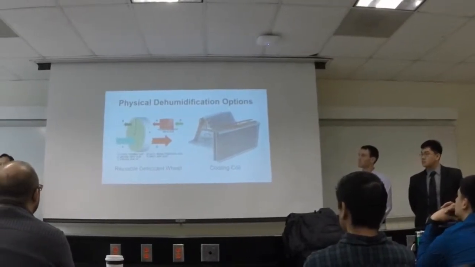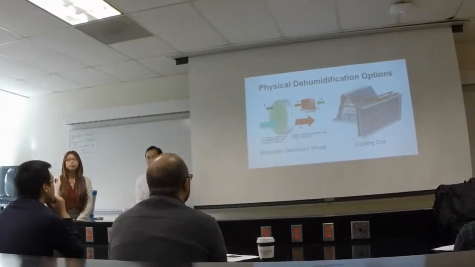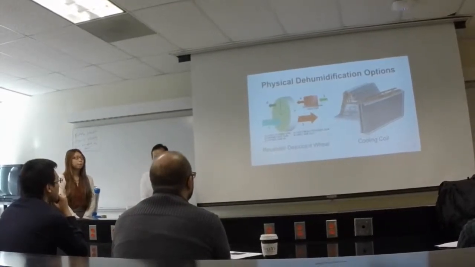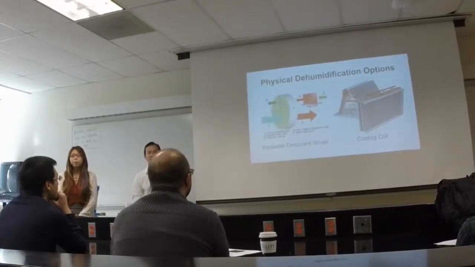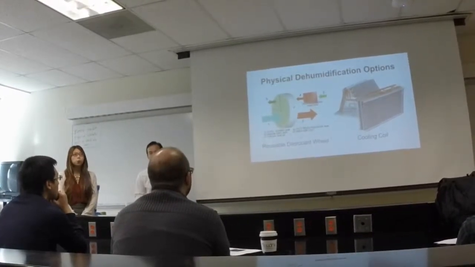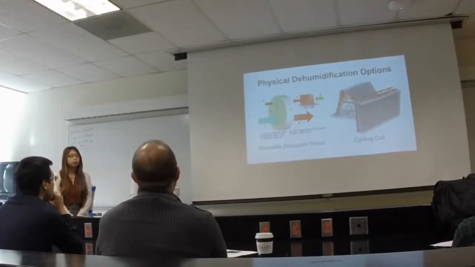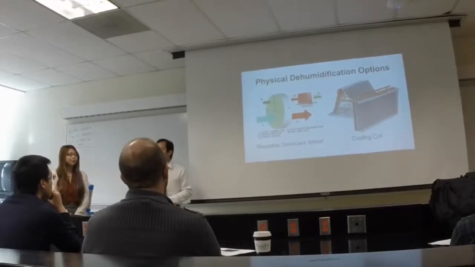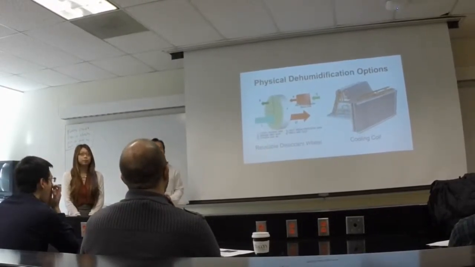To continue, as we focus on the physical dehumidification option, there are two methods of physical dehumidification. The first one is a reusable desiccant wheel. In this method, the air flows through the rotating wheel, and then it comes out drier and a little warmer. But devices using this method are not very common in the market. So we chose the cooling method, which works exactly like a regular air conditioning unit.